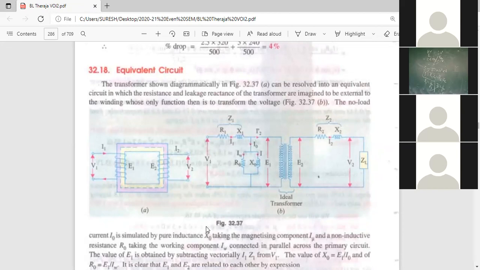Transformer circuit diagram is the first one, A. Diagram B is the equivalent circuit. This is an equivalent circuit. First draw the diagram, later I'll explain.